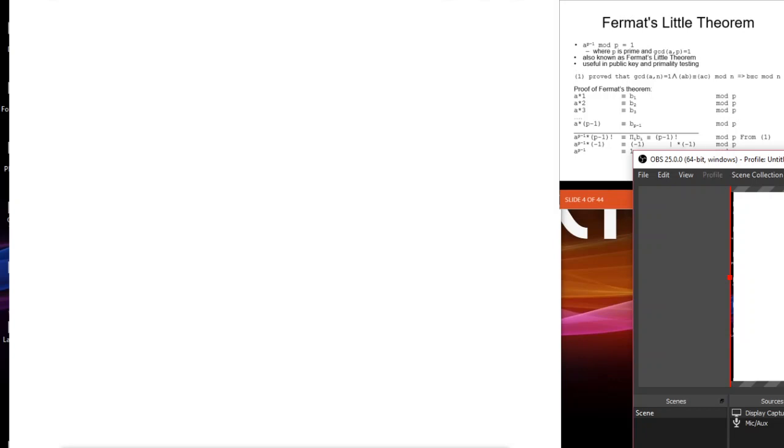Let's now continue with Fermat's Theorem. We see the proof of Fermat's Theorem here in the slide on the right, and we have seen the proof last time. It states that a to the power p minus 1 will be congruent to 1 mod p whenever p is a prime.